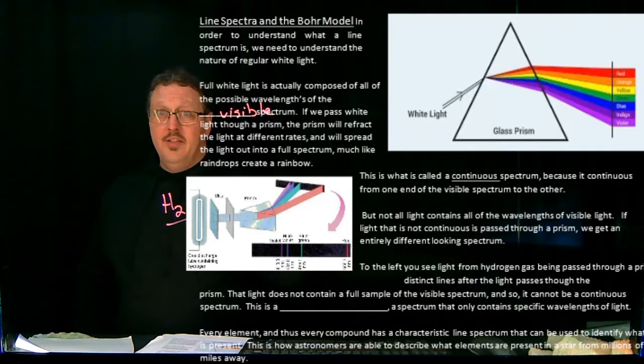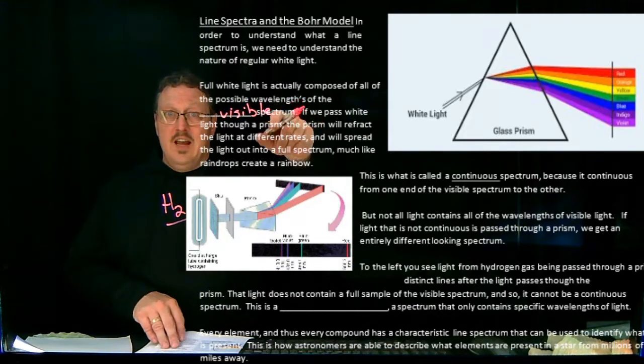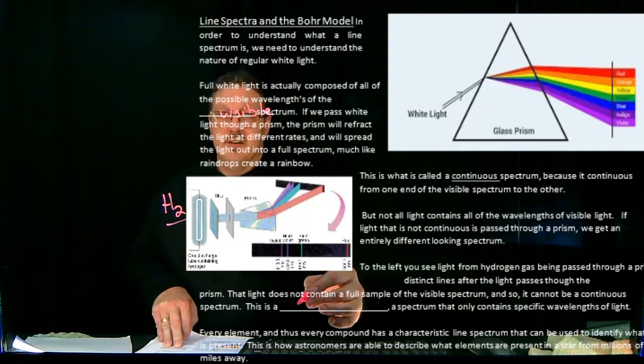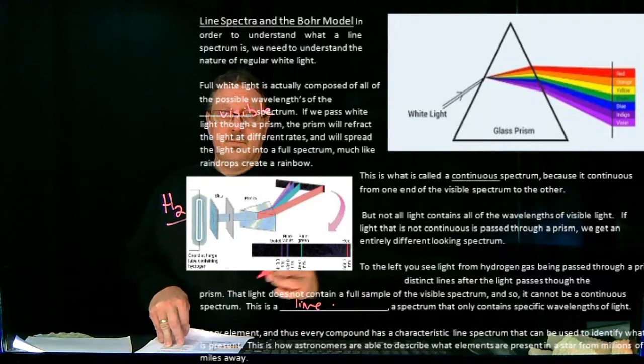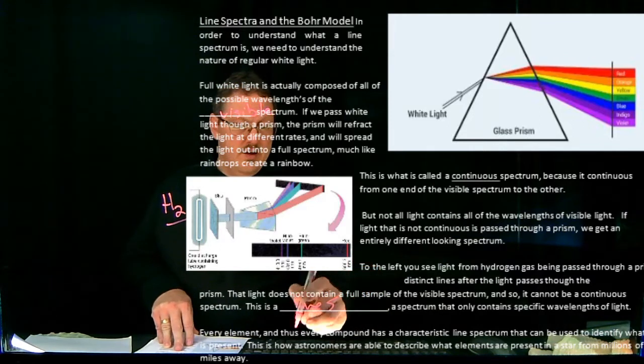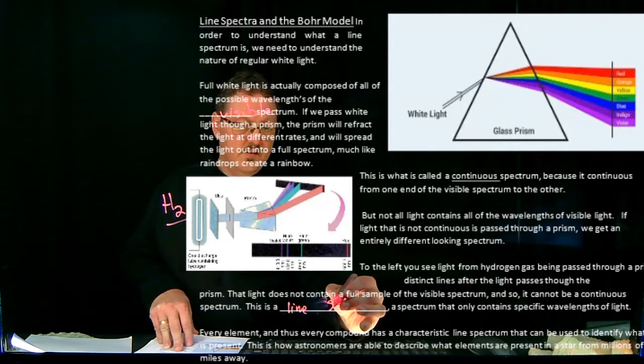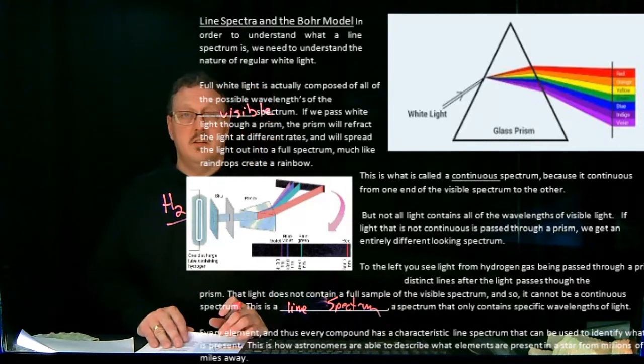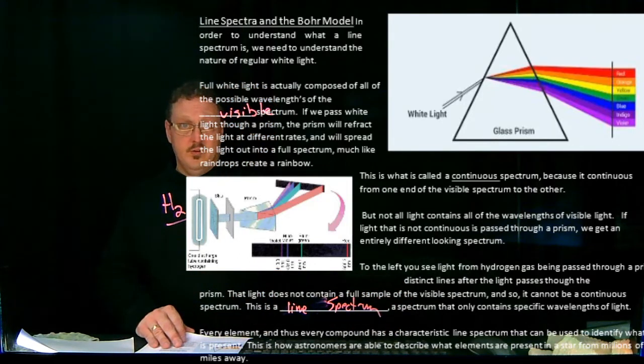Now, this is a line spectrum, and so we're going to write that here. That's a line spectra. So here you go, this is a line spectrum, because all of the light is given out to us in vertical little lines.